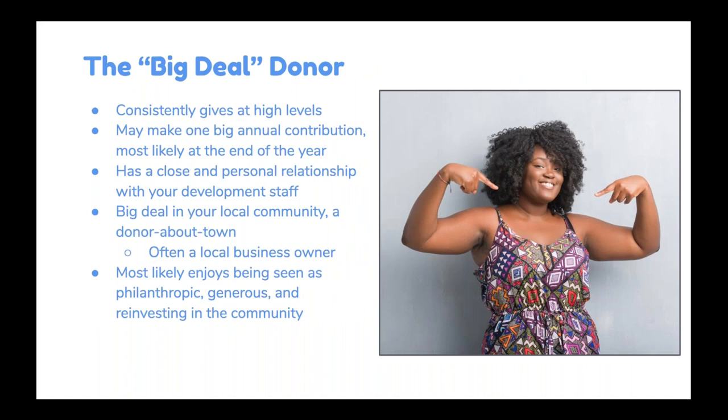All right, so we're down to the last two donor types. Next up is the big deal donor, and this is a super high value donor. They consistently give at high levels, and they often will give one big annual contribution at the end of the year. These people know your development staff probably by name, and they probably are also palling around with your executive director and the directors at your organization too, because their funding is so important to the work that you do.